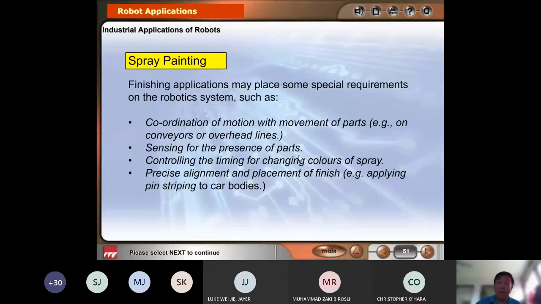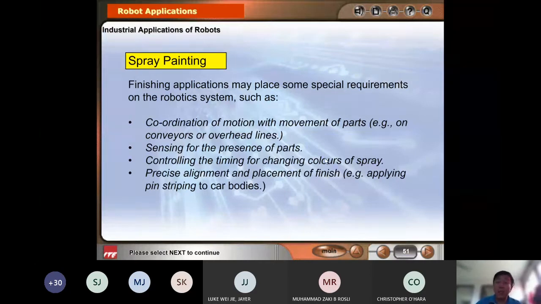Sensing for presence of part. Of course, the part might be there, then you spray, right? If the part is not there, you don't spray. So you typically have a sensor for it. You must have a sensor to tell the system that, hey, the part is here. Can you please spray? And stuff like that. Controlling the timing or changing of color of the spray.